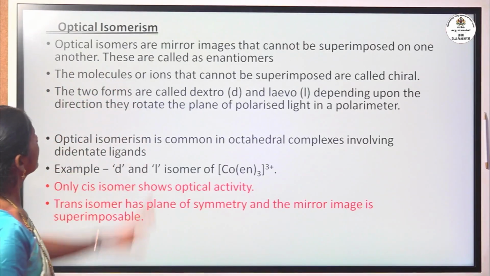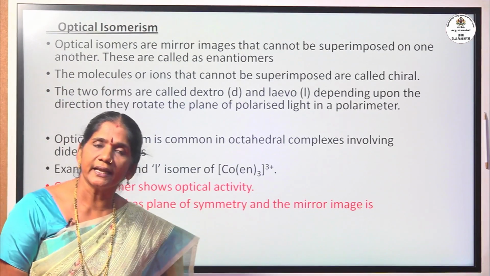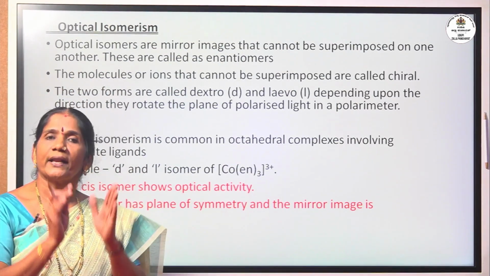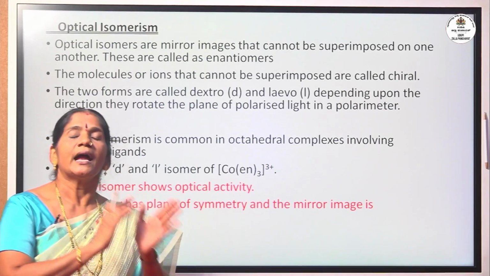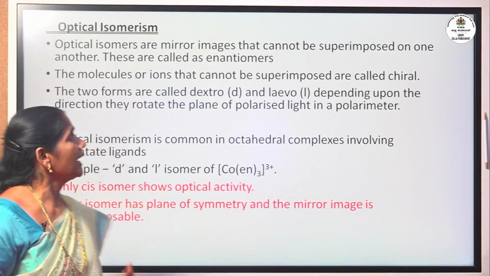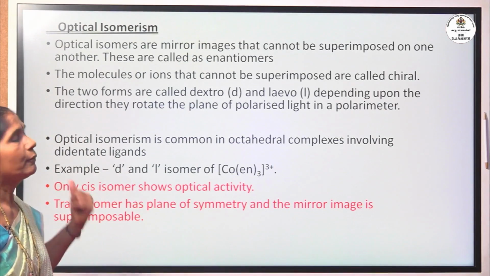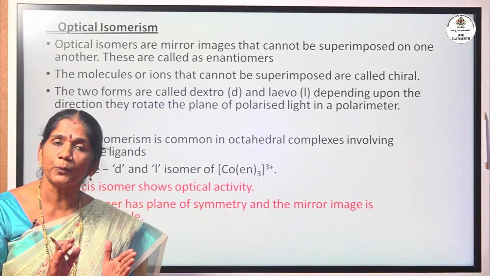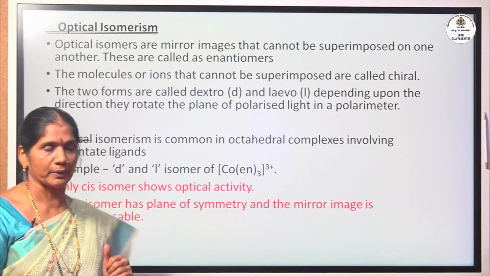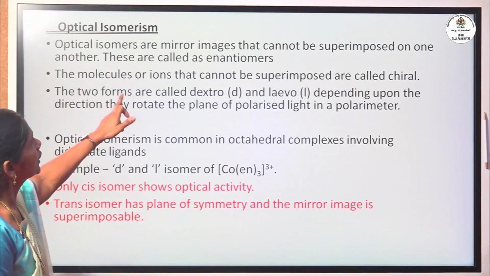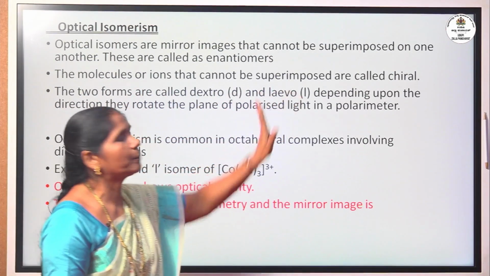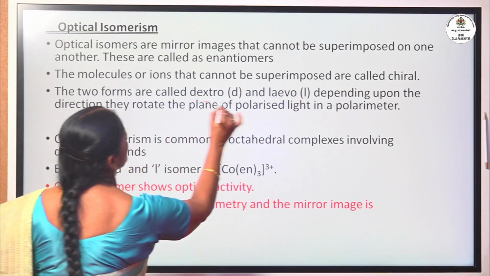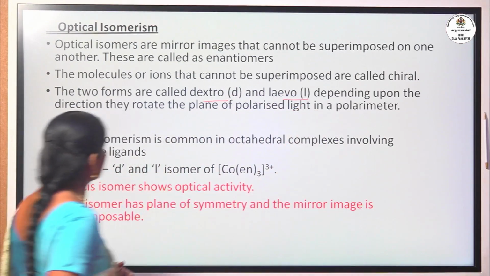Next, optical isomerism. You have studied in haloalkanes this year about optical isomerism. One isomer will be dextrorotatory and the other one will be levorotatory. And this is also possible only when the mirror images are non-superimposable and they are called enantiomers. And here the molecules or ions that cannot be superimposed are called chiral. All these things you have already studied. One is called dextrorotatory, the other is called levorotatory.